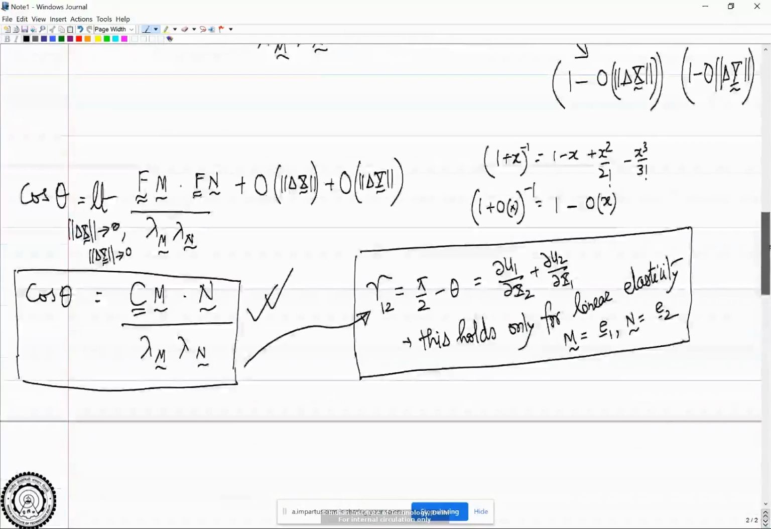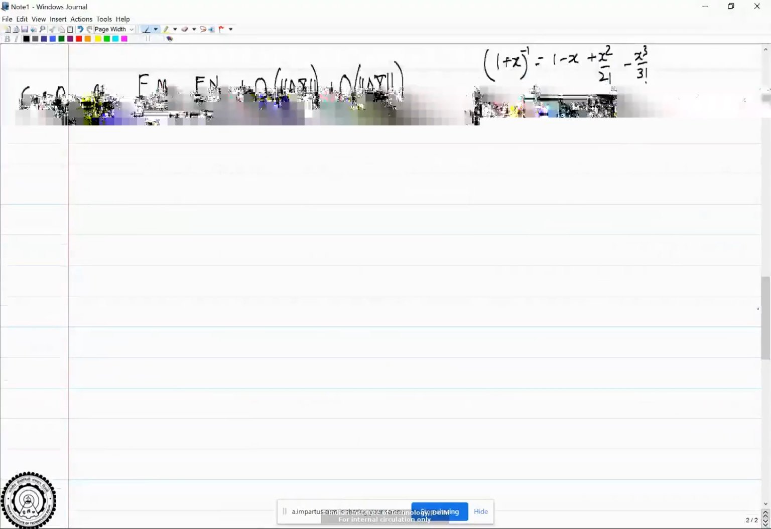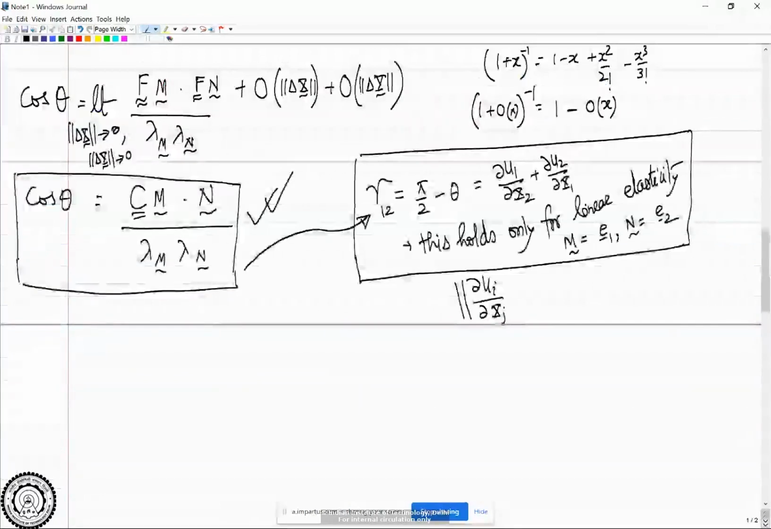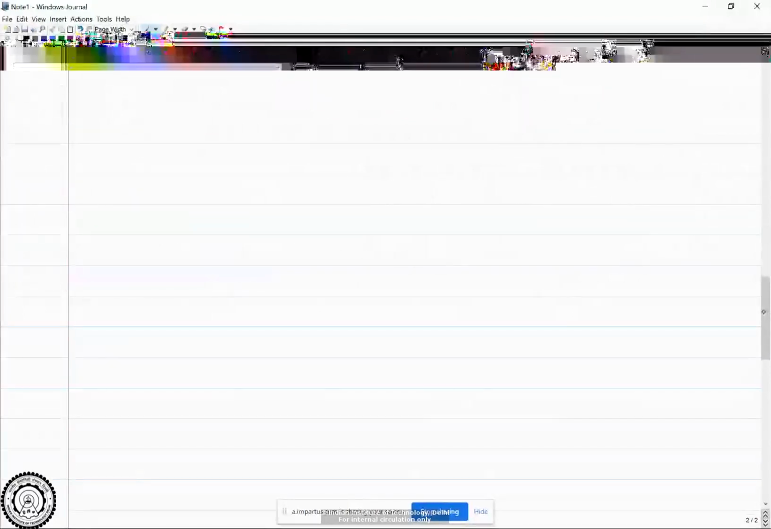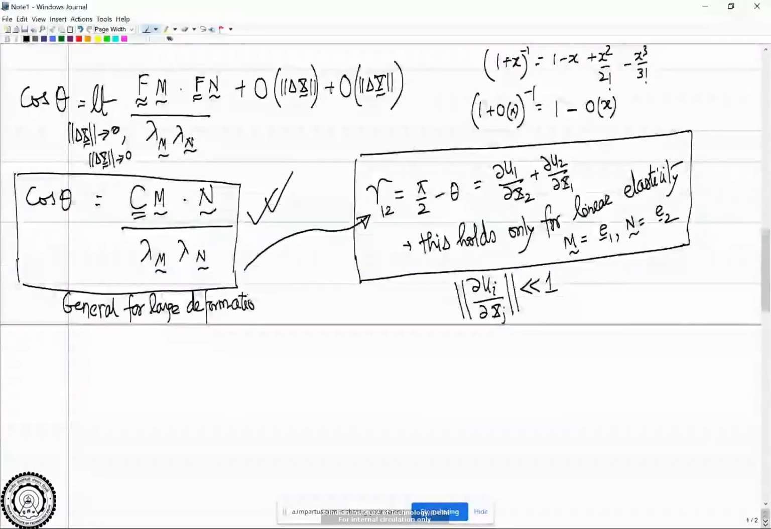That is, we assume that the magnitude of ui over j is much, much less. This is the general formula, general for large deformation. So you'll have to derive this as part of assignment 1. There will be something more as part of assignment 1, and you have to submit in a week.